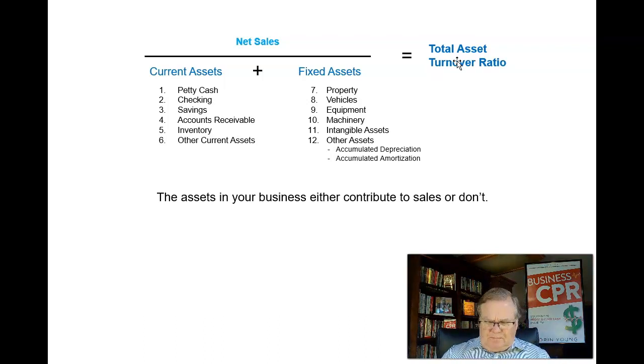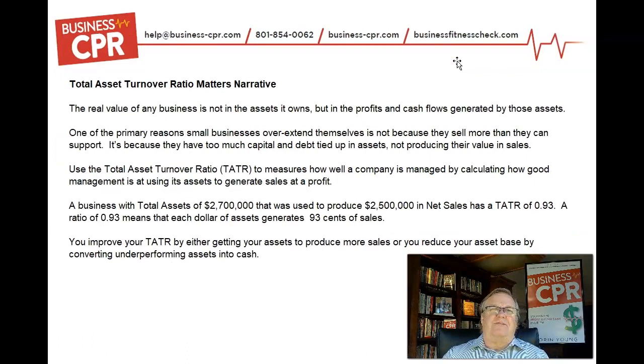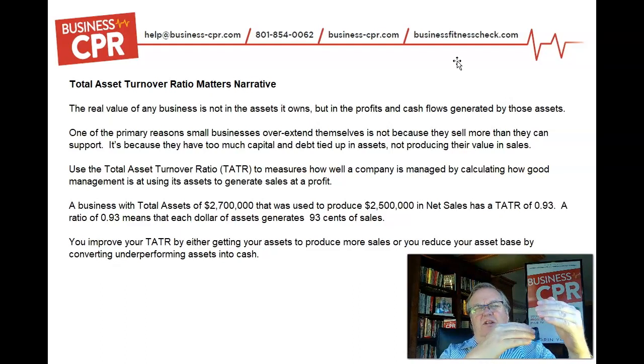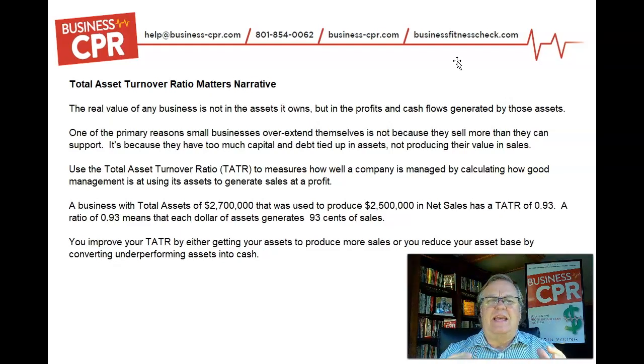So with that, let's look at a narrative. The key here is appreciating that assets exist to help you generate sales at a profit. The most common challenge that small business owners face isn't selling too much and struggling to keep up with those sales. The challenge is they want to make more money, and a natural output for that is the requirement of more sales. And so they buy assets with the intention that those assets are going to help them generate higher sales.